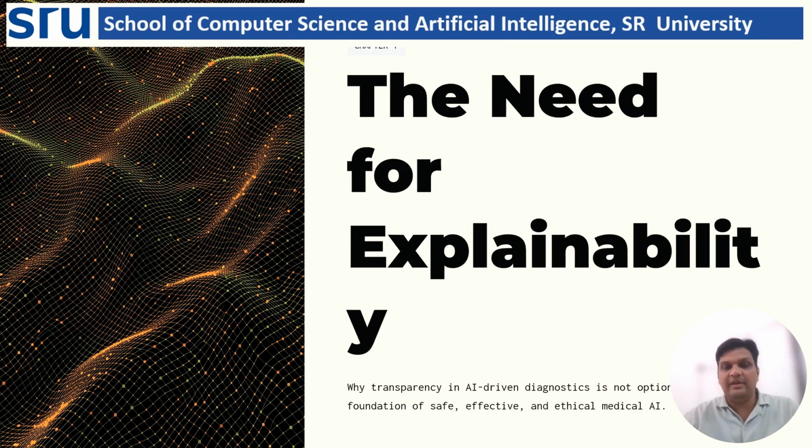The need for explainability. Why transparency in AI-driven diagnostics is not optional. It is the foundation of safe, effective, and ethical medical AI.